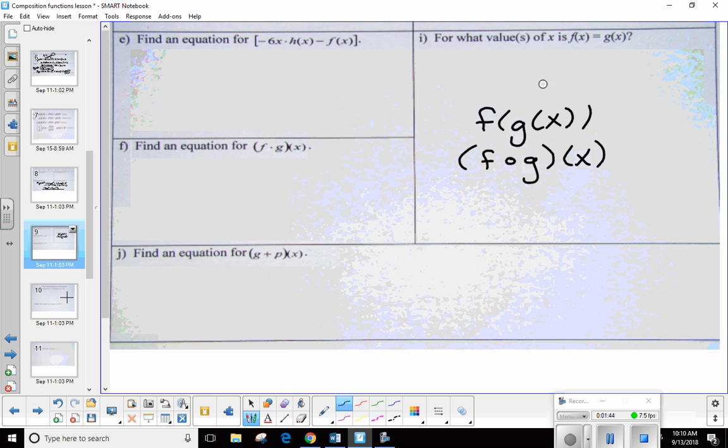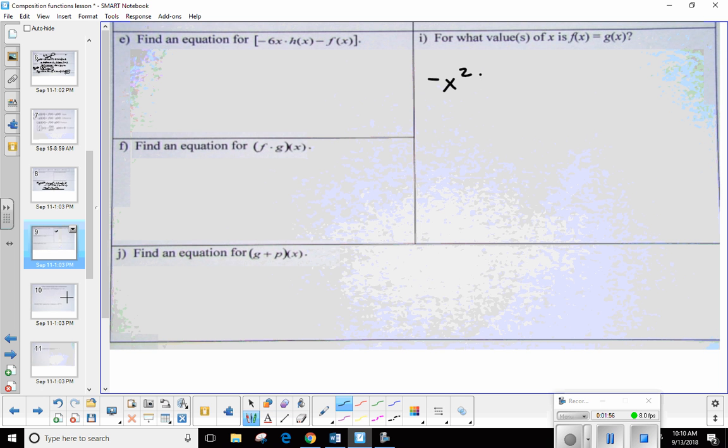Okay, so we are on I. For what value or values of x is f of x equal to g of x? All right, so I'm going to set these two functions equal to each other. If I remember correctly, f was negative x squared plus 3x minus 5 equals, and g of x was 1 minus 2x? Okay. So graphically, we're really just interested in the intersection between these two, the linear and the quadratic.